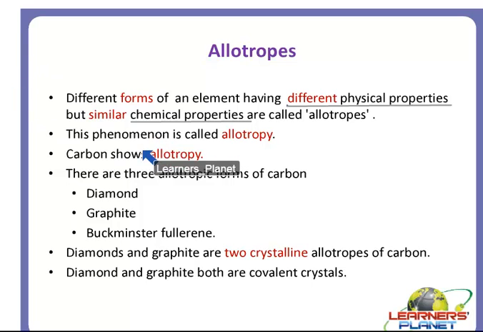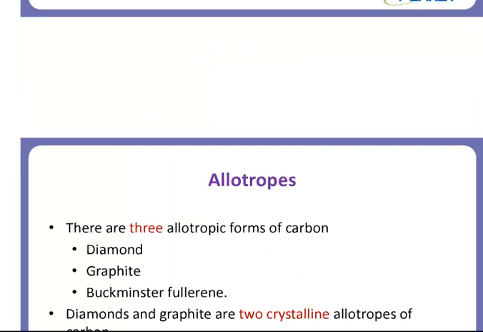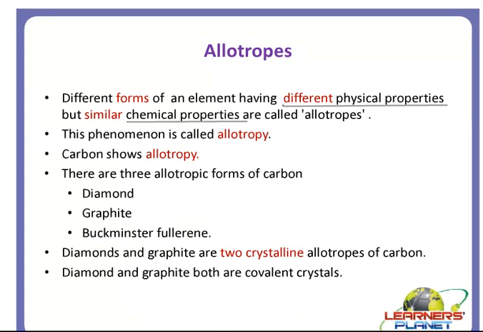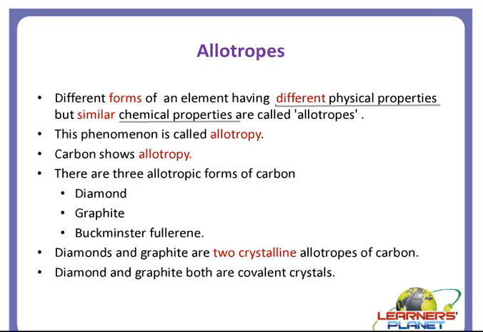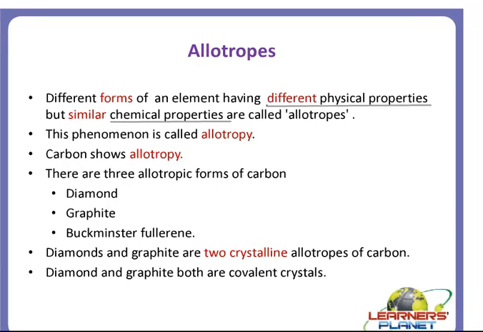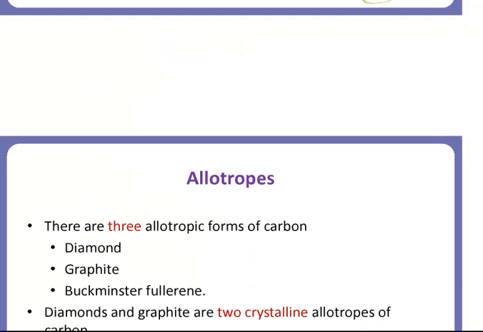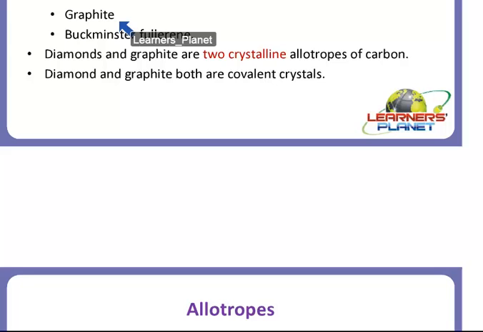Okay. Now this phenomenon is called allotropy. Now our carbon shows allotropy. That is, it exists in different forms with different physical properties but similar chemical properties. Is my point clear? Now, what are the allotropic forms of carbon, children? They are diamond, graphite, and Buckminster Fullerene. This is one of the allotropic forms of carbon.